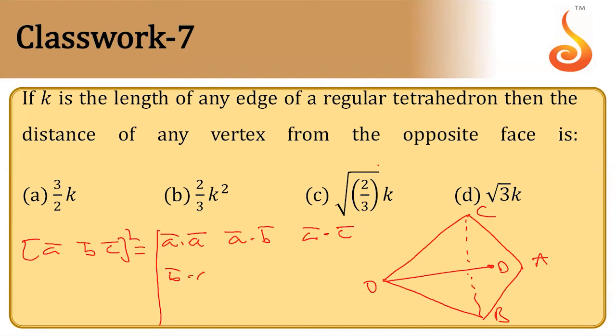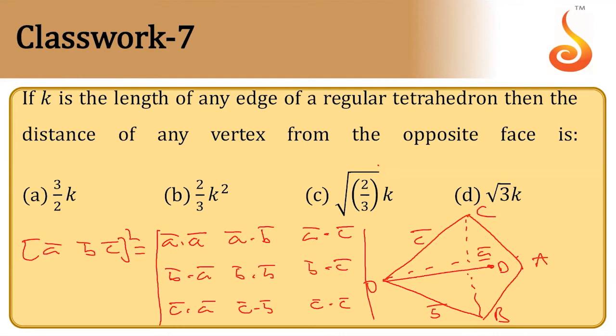So that is B dot A, B dot B, B dot C. Next C dot A, C dot B, C dot C comes. So now I am taking edges as A bar, B bar, C bar. That is OA bar is A bar and OB bar is B bar and OC bar is C bar. You can assume just like that.